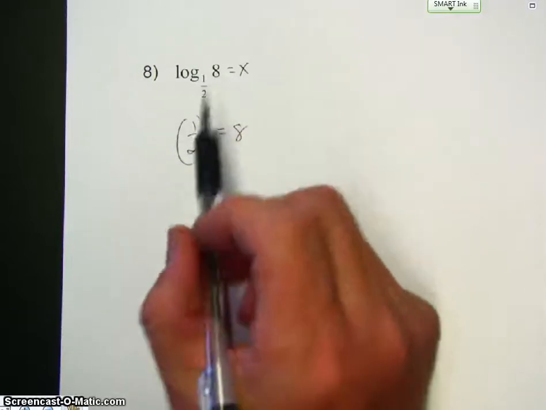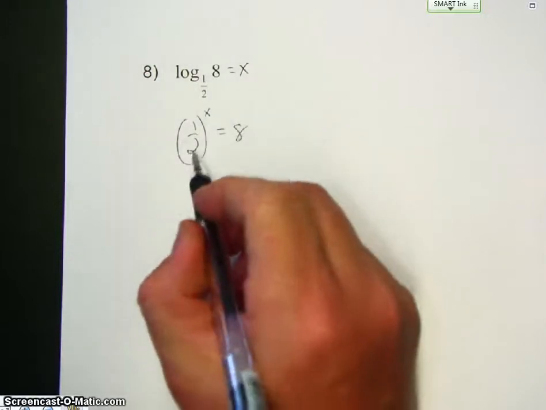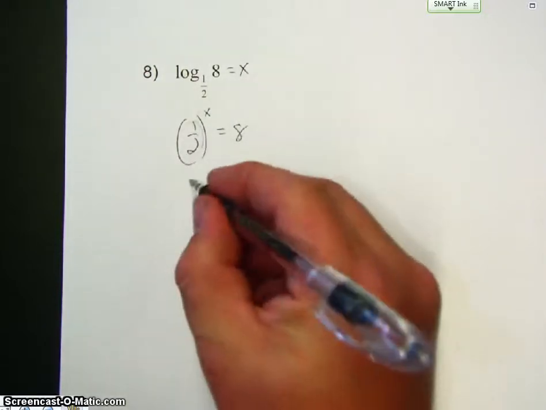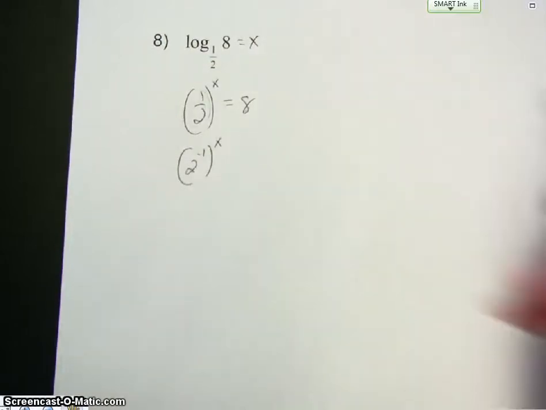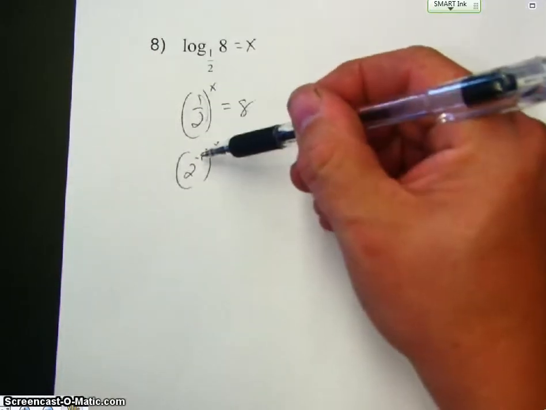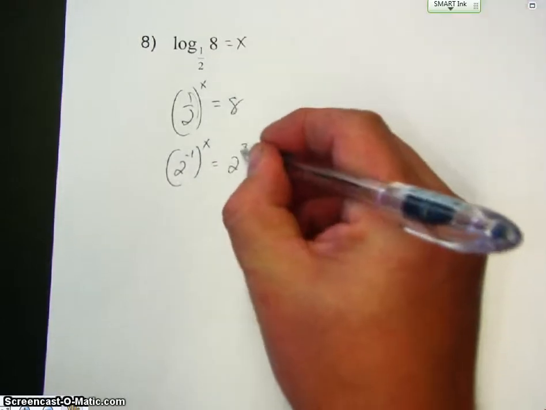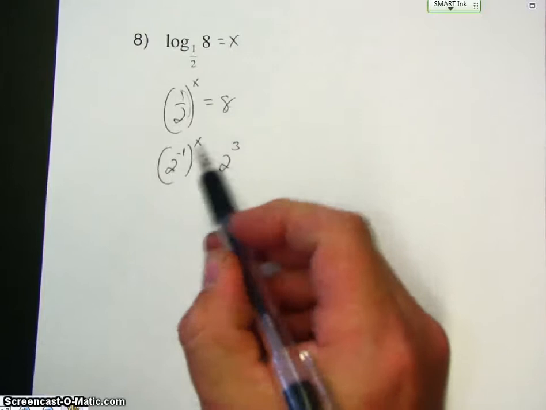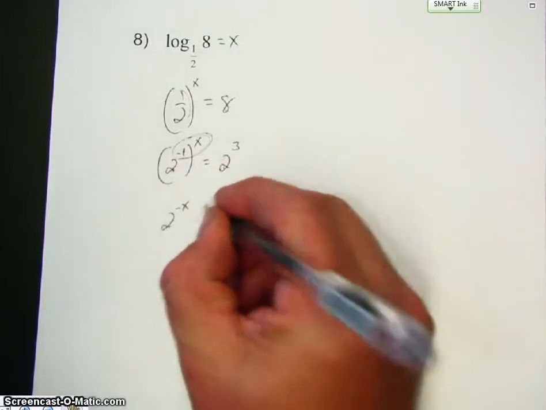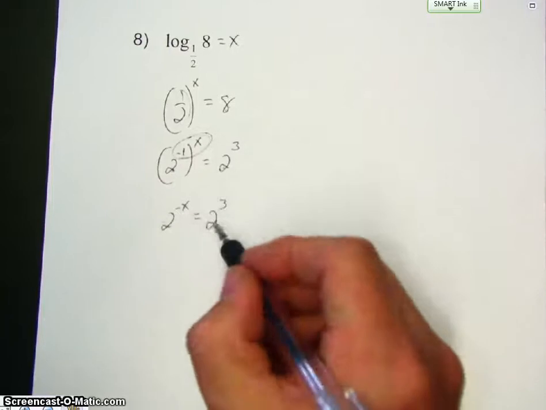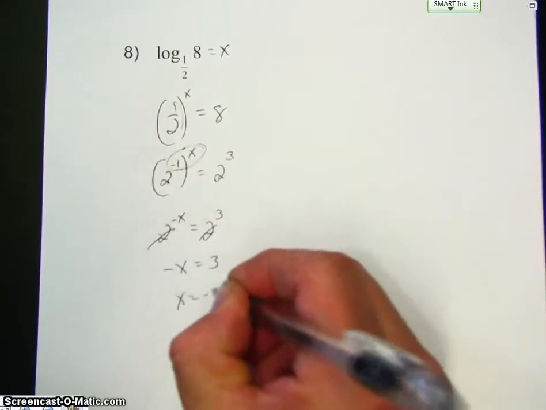Thank you. All right, so what we have to do here is we got to get the bases to be the same. Well, I don't like fractions, so I'm going to rewrite that. Because I brought the 2 up, that means it gives me a negative exponent. 8 I can rewrite as 2 cubed. Bases are the same. But for this right here, what do you do? You multiply. Bases are the same, so I cross those out, so I'm left with negative x equals 3, so x is equal to negative 3. Right?